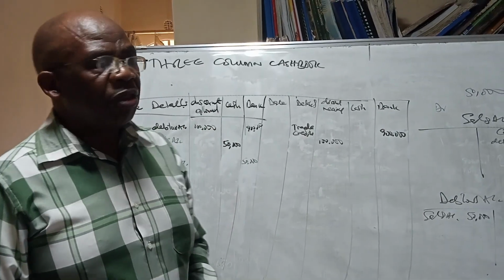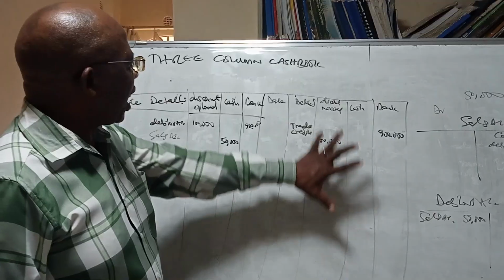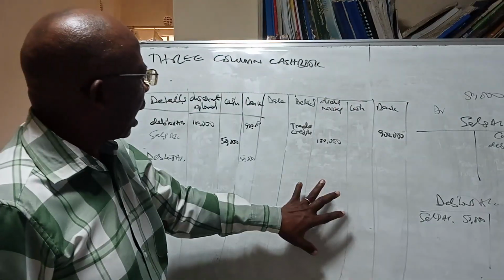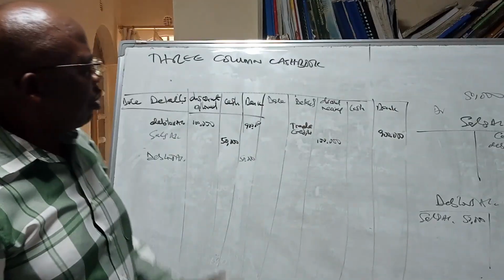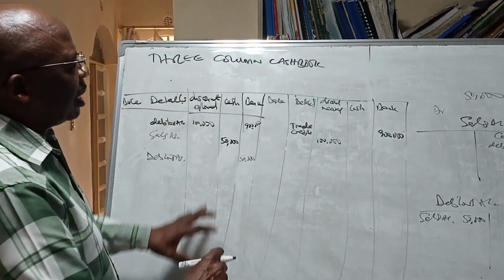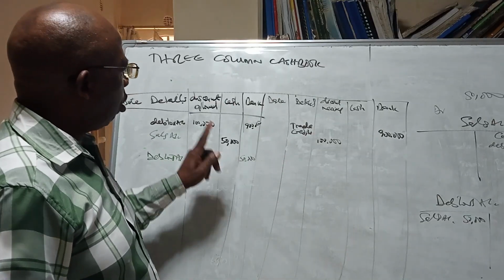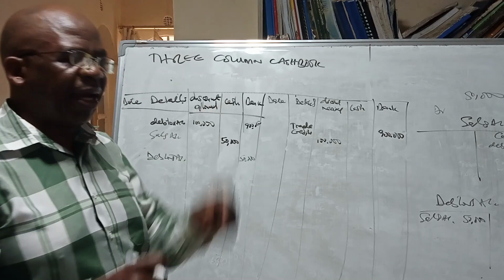No. You either debit cash and credit another account, or you credit cash and you debit another account. The only time we debit and credit cash is when we are moving money from cash to bank or from bank to cash. Let's give an example.